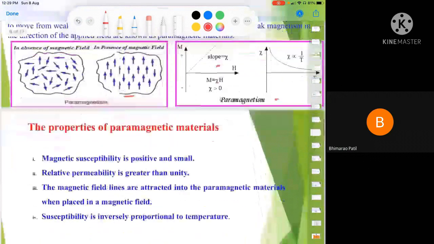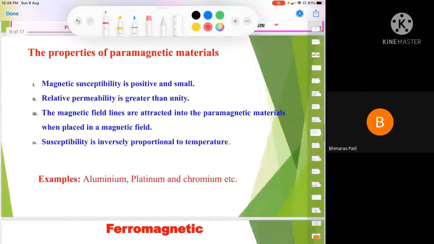Then, what are the properties of the paramagnetic material? First, magnetic susceptibility is positive, but it is a small quantity. Relative permeability is greater than unity. The magnetic field lines are attracted into the paramagnetic material when placed in a magnetic field, and magnetic susceptibility is inversely proportional to the temperature. For example, aluminum, platinum, chromium, etc.